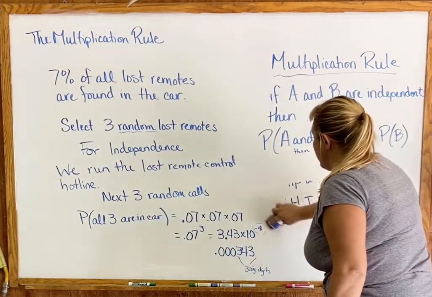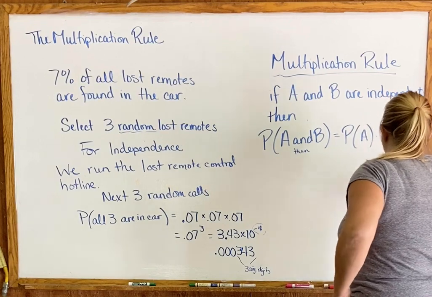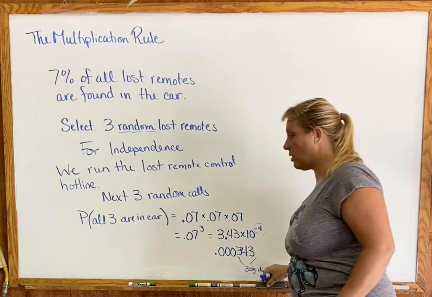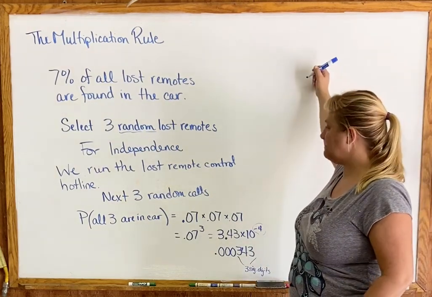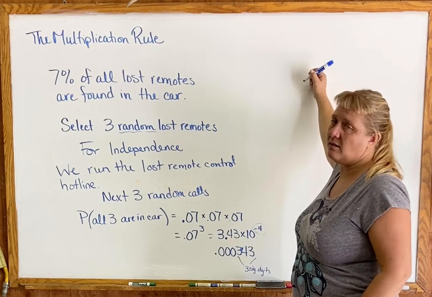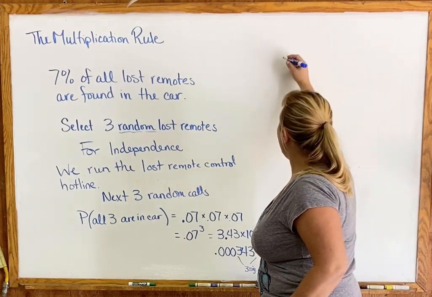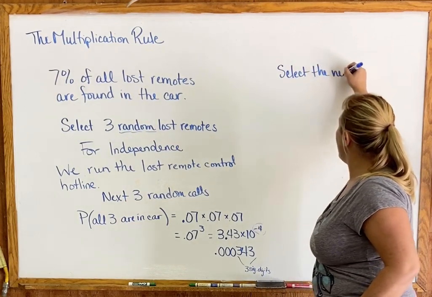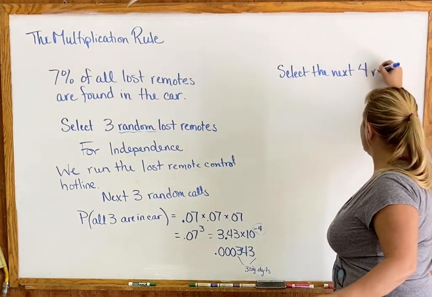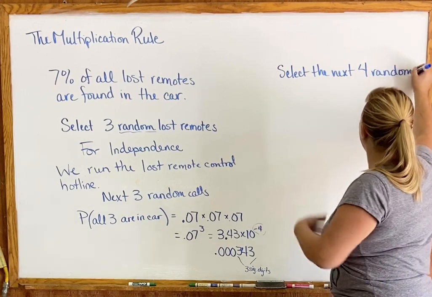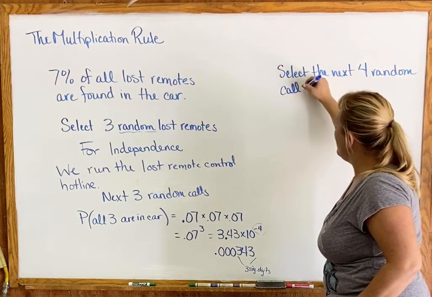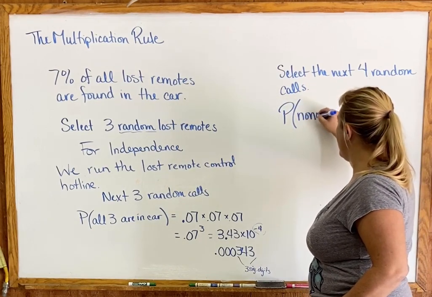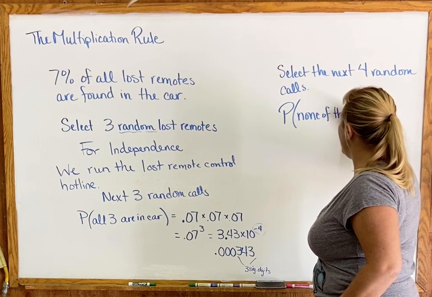Now let's say that it's the next night you're working at the Lost Remote Control hotline, and this time again, life's getting boring. So we're going to select the next 4 random calls, just to make it a little bit bigger here. This time I want to find the probability that none of them are in the car.